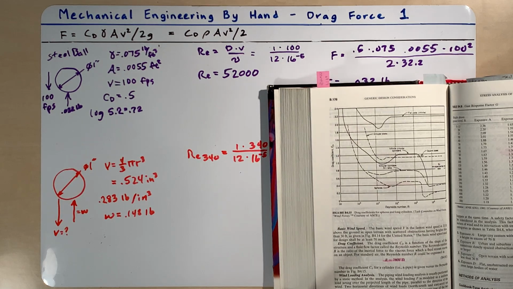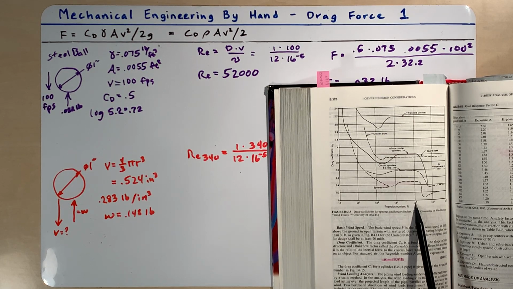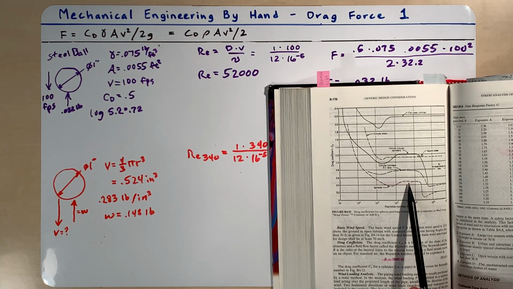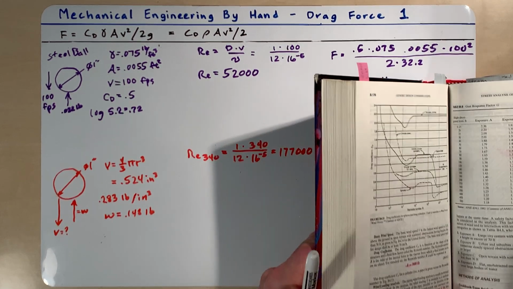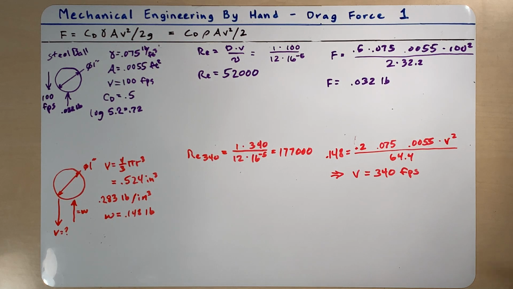So going back to our drag coefficient chart, 177,000 is going to be between 100,000 and a million, a quarter of the way over. So that would be about right there. We go up and we see that the drag coefficient is about 0.5. And we assumed that it would be 0.2, so we need to make an adjustment for that.